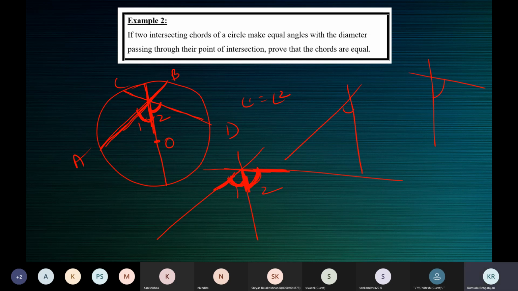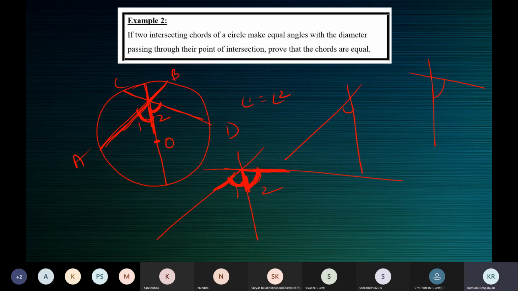If two intersecting chords of a circle make equal angles, with whom? With the diameter. But there are so many diameters. With the diameter passing through their point of intersection. So it's now clear which diameter it is. Because equal angles with the diameter means which diameter? That diameter which passes through the point of intersection.